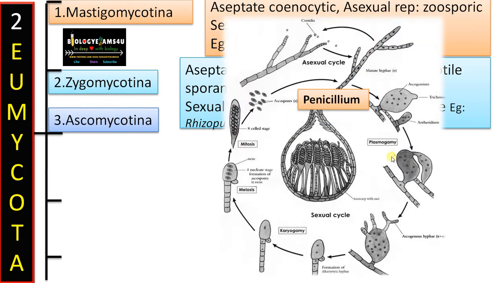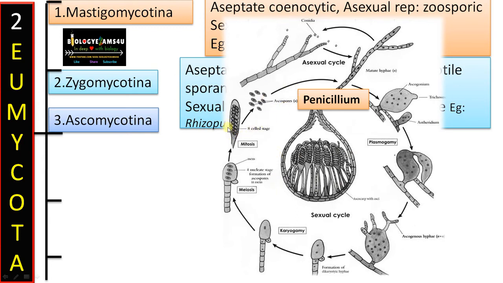Now moving into the third subdivision, that is Ascomycotina. Ascomycotina are also called sac fungi because ascospores are formed inside a sac called ascus. So now the characters include, as you can see, this is a septate fungus. Very well developed mycelium with septation. Then the sexual spores are called ascospores.